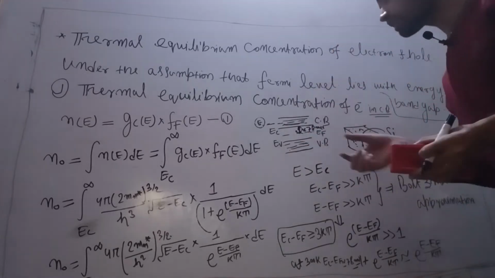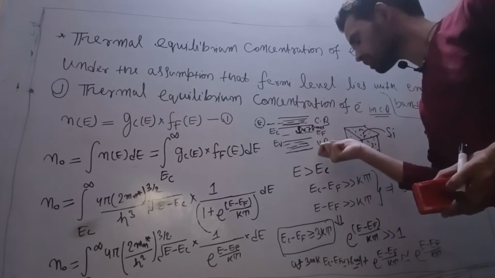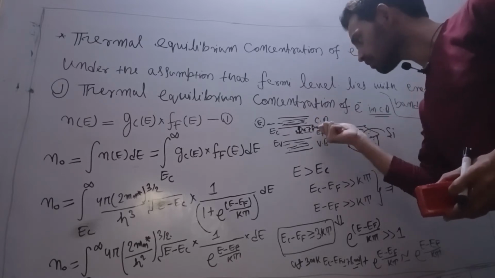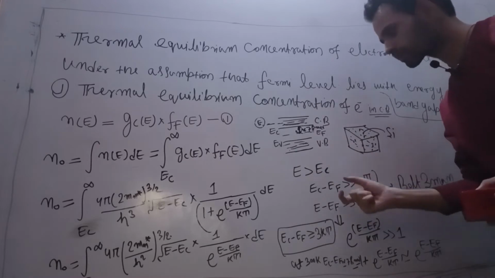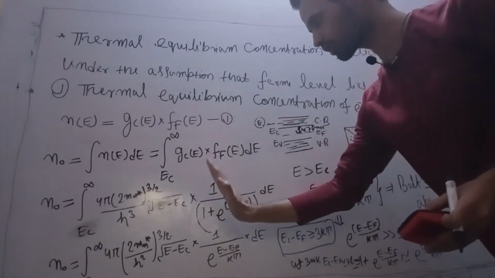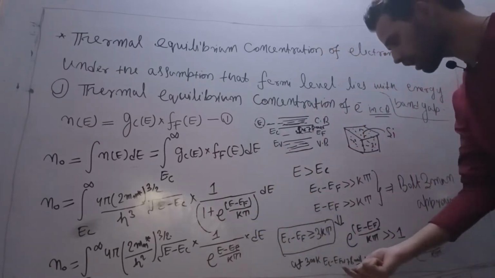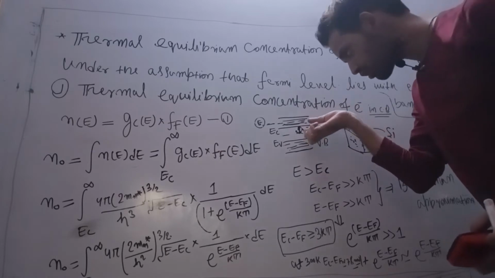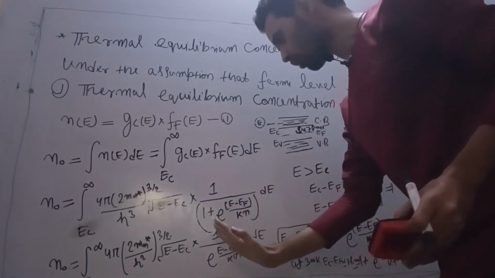Which gap? The Ec minus Ef gap is at least how much? 78 milli electron volt. Then the Boltzmann approximation condition is valid. So this is valid only when this gap is this much, under room temperature. If this condition is valid, then only you can do it, otherwise not.